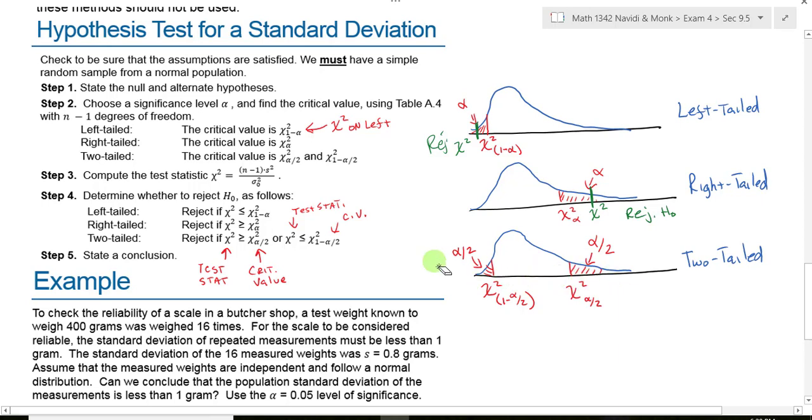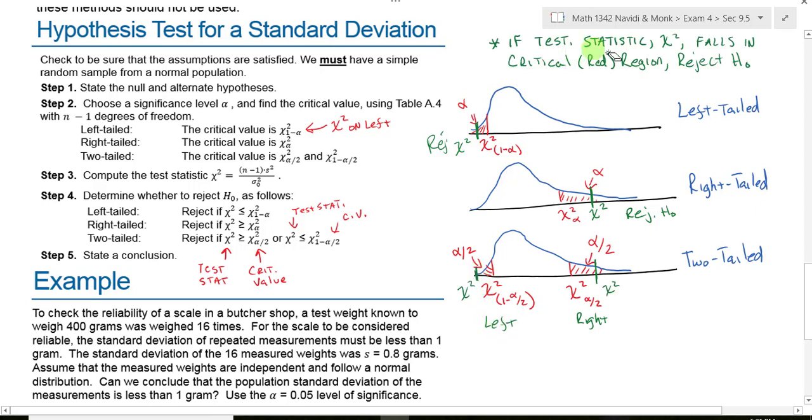On a two-tailed test, if your test statistic is bigger than the critical value on the right or smaller than the critical value on the left, then you would reject the null hypothesis. So if your test statistic chi-square falls in the critical or the red region, then you reject your null hypothesis. Otherwise, you would fail to reject the null hypothesis.